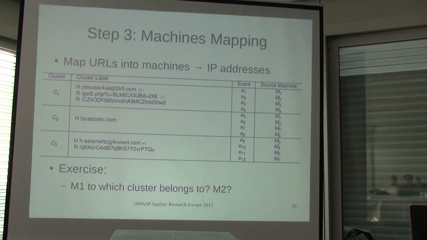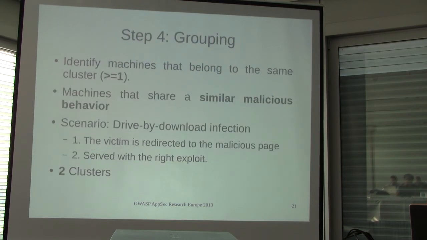So why do we do this? Because when we know which clusters a machine belongs to, we can then understand which machines are similar, so they have a similar network behavior, and this is what we want to do. We want to know which machines are, for example, infected by the same malware, or involved in the same botnet, or reaching out to the same drive-by download site, or the same phishing site, or whatever. So in step four, we group the machines together.